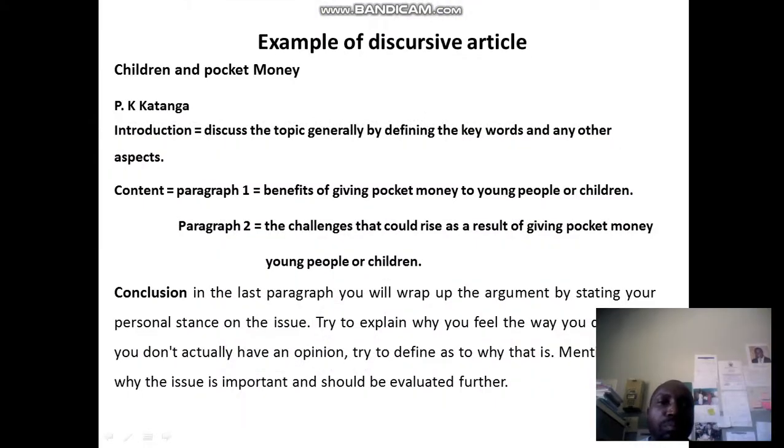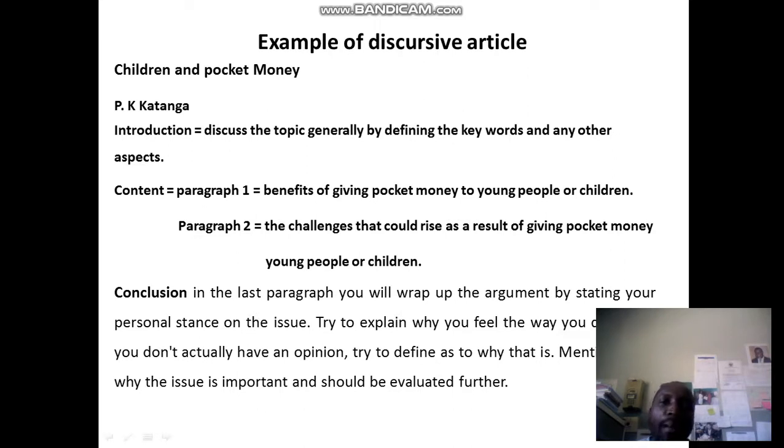And then under content, paragraph 1, you discuss the benefits of giving pocket money to young people or children, and then paragraph 2, the challenges that could arise as a result of giving pocket money to young people or children. But when you move from paragraph 1 to paragraph 2, make use of connectives that can tell us that you are now moving from this point of view to the next point of view. Then you can avoid block paragraphs in that case.